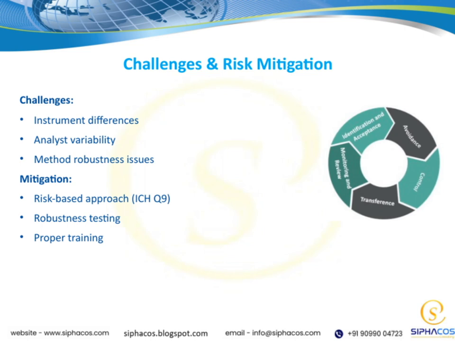We also encounter method robustness issues, where our analytical methods may not perform consistently under different conditions, risking the reliability of our data. To address these challenges, we adopt a risk-based approach guided by ICH-Q9, which helps us prioritize and manage potential risks effectively. We also conduct robustness testing to ensure our methods can withstand various conditions without losing accuracy.